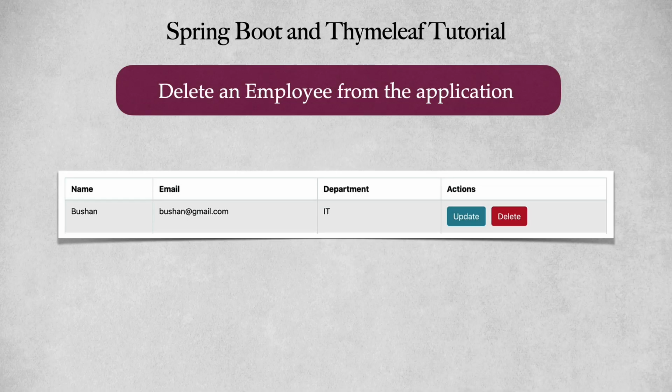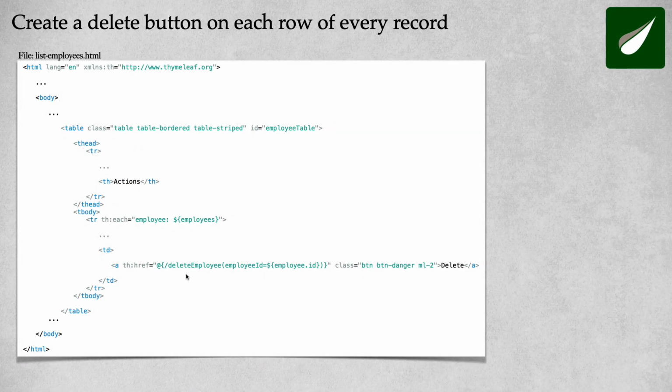Alright, let's discuss the next feature, which is deleting an employee from the application. So the first step is to create a delete button on each and every row of the record. We are going to create an anchor element that makes use of the Thymeleaf href attribute, and we will add the URI using the link URI expression, the URI delete employee, and we're going to pass the employee ID as a query param, employee.id, which will give us the value of the employee ID, so that we can access the employee ID using the request param inside our controller.